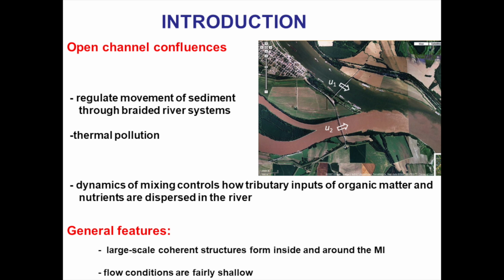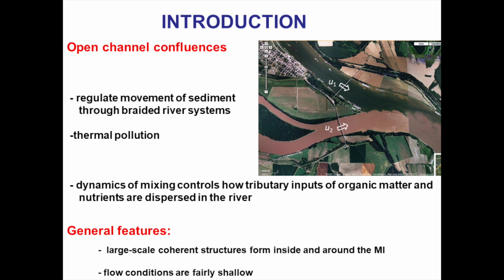So first of all, why are we interested in river confluences? For a wide range of reasons. They basically regulate the movement of sediment and the evolution of river systems. There is lots of interest in how the input of nutrients and food is transported downstream of the confluence. And of course, one of the main reasons is thermal mixing and thermal pollution.